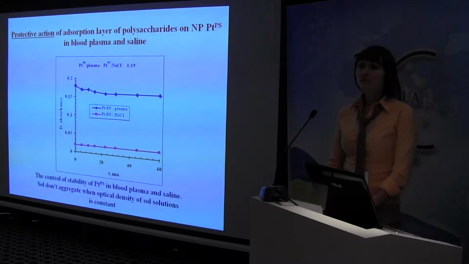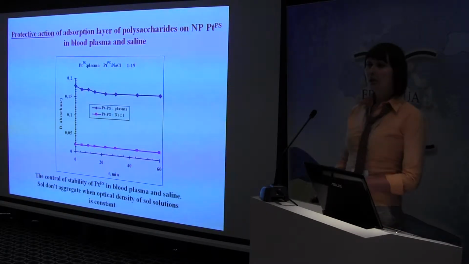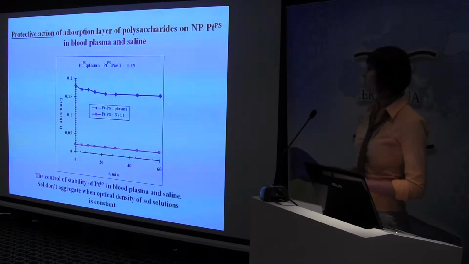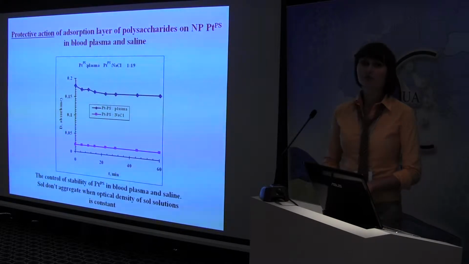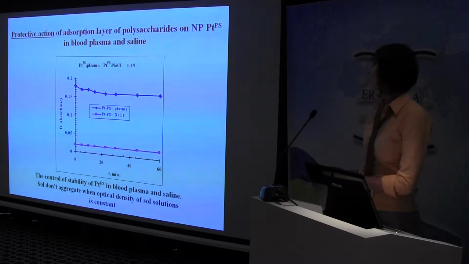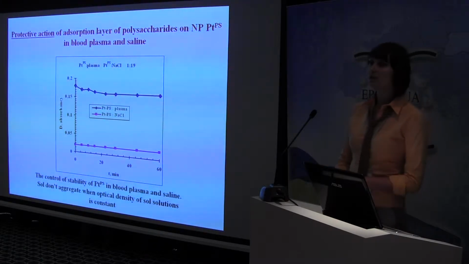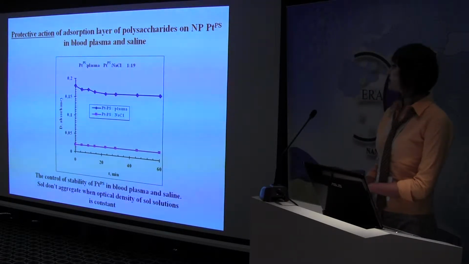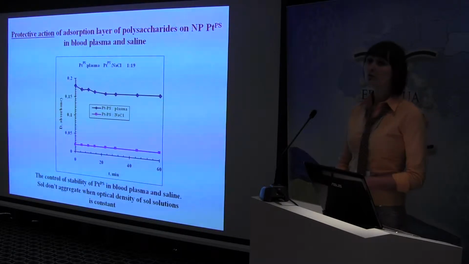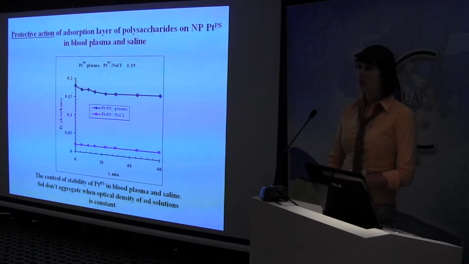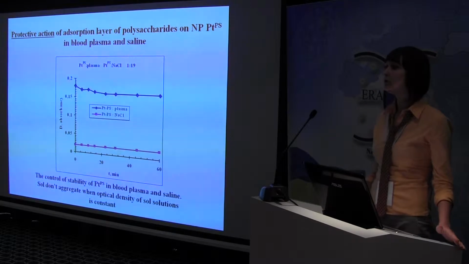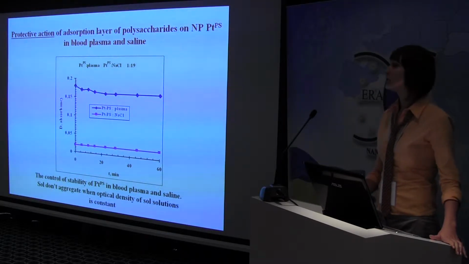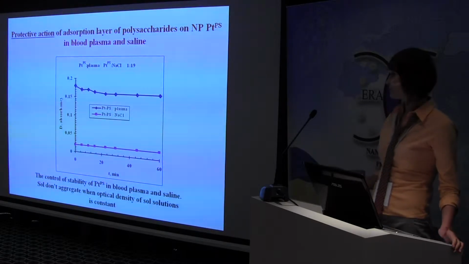We also use our polysaccharides as a protective layer from coagulation of nanoparticles in high concentration electrolytes. For our task, these were saline and blood plasma. You can see that the optical density of the solution is constant. It will be so only if the sol doesn't aggregate in the blood capillary. So, we concluded that thrombus doesn't arise.